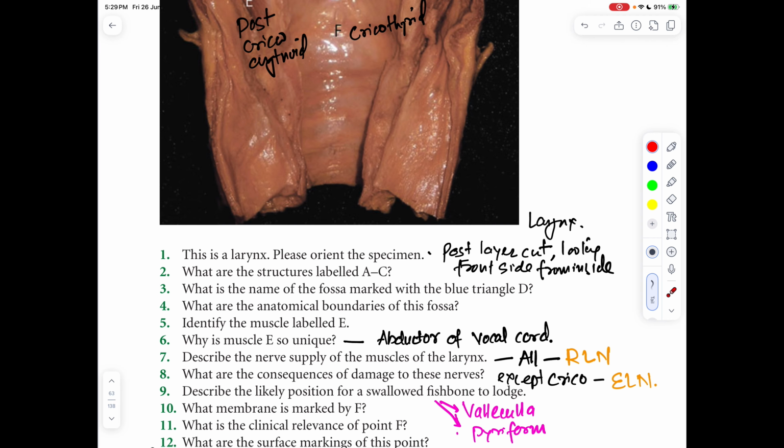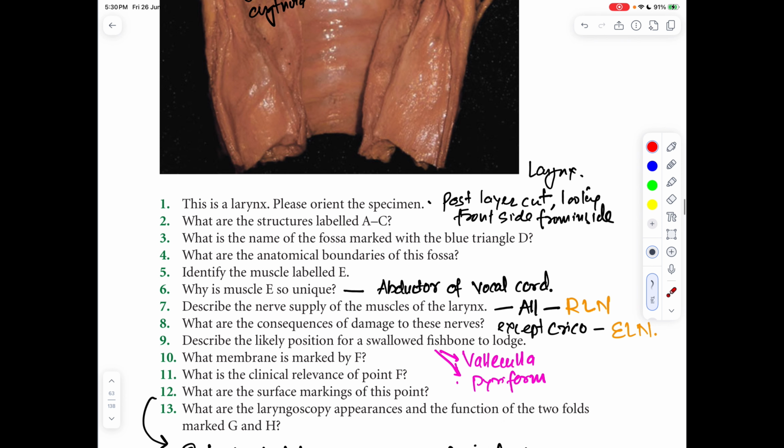Describe the nerve supply of all muscles of the larynx. Recurrent laryngeal nerve except the cricothyroid muscle, which is supplied by the external laryngeal nerve. Describe likely position of swallowed fish bone. So it can be in the vallecula or the piriform fossa.